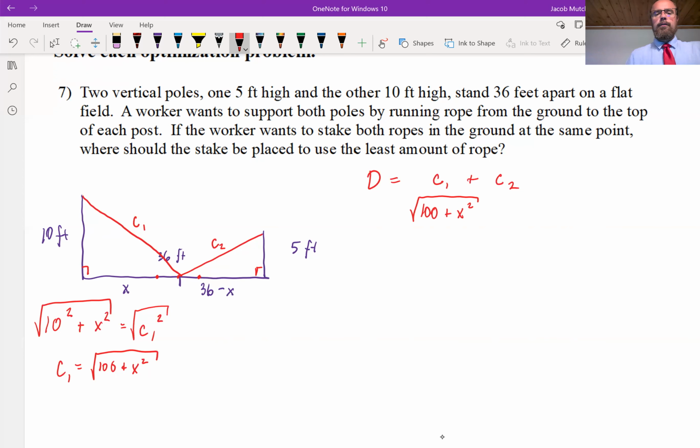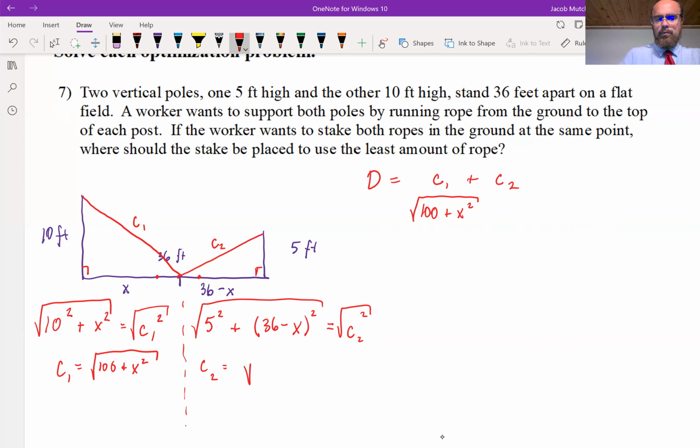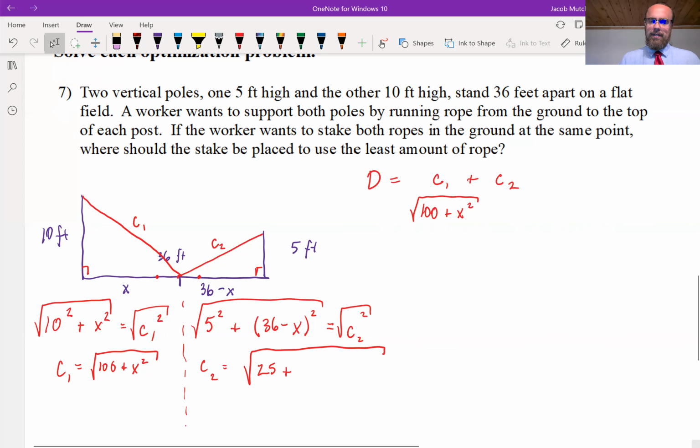We're going to do something similar for C2. So for C2, what we'd have is 5 squared, that's that upright leg, the pole, plus parentheses 36 minus x squared. We'll go ahead and multiply that out, but that equals C2 squared. So again, I want to take the square root immediately. So C2 equals the square root of 25 plus, and so here we should multiply out what's 36 times 36.